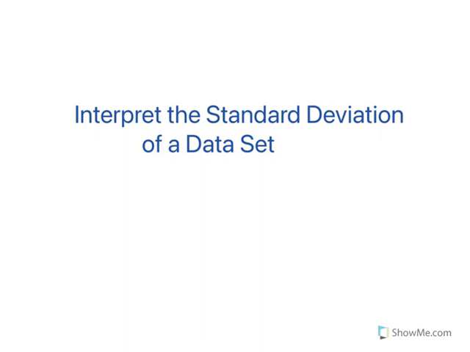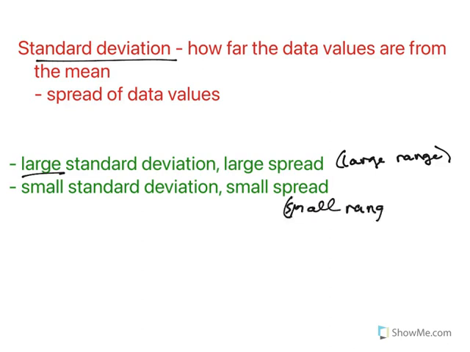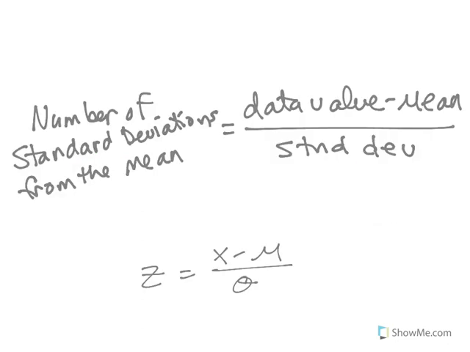Let's interpret the standard deviation of a data set. Now, standard deviation talks about how far the data values are from the mean, right? We're talking about the spread. If we have a large standard deviation, we have a large spread, which may mean a large range. So think about your max and your min. The bigger the range, probably the bigger the standard deviation. Same thing if we have a small standard deviation, we have a small spread, which means we probably have a smaller range. Okay, so let's jump in.